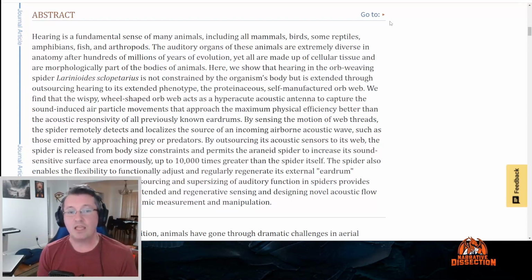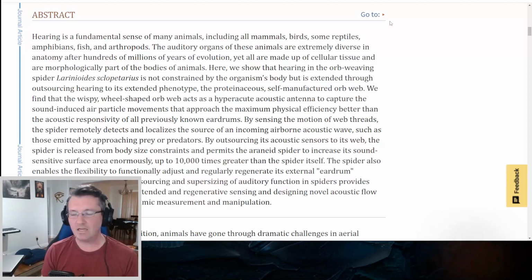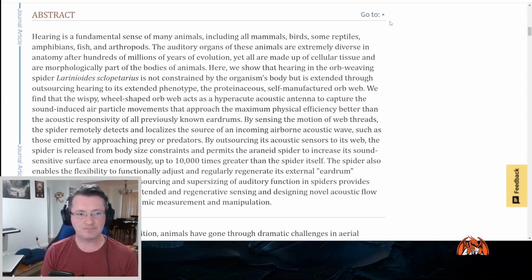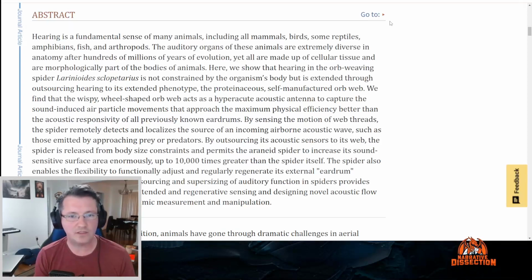Okay? Here, we show that hearing in an orb-weaving spider, Larinioides sclopetarius, is not constrained by the organism's body, but is extended through outsourcing hearing to its extended phenotype. All right, so this is the interesting part. It looks like we've already jumped to the therefore, the consequence, that which they did. All right.